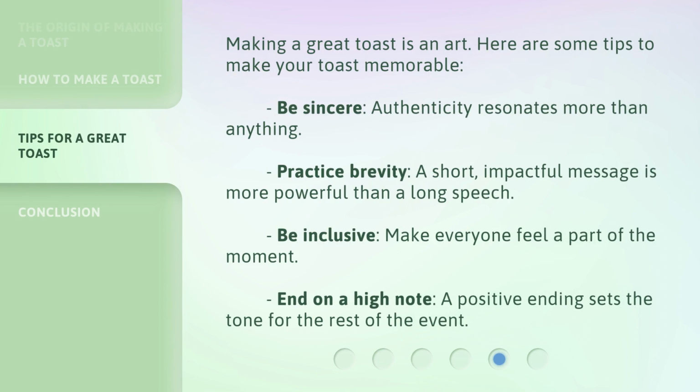Making a great toast is an art. Here are some tips to make your toast memorable. Be sincere. Authenticity resonates more than anything. Practice brevity. A short, impactful message is more powerful than a long speech. Be inclusive. Make everyone feel a part of the moment. End on a high note. A positive ending sets the tone for the rest of the event.